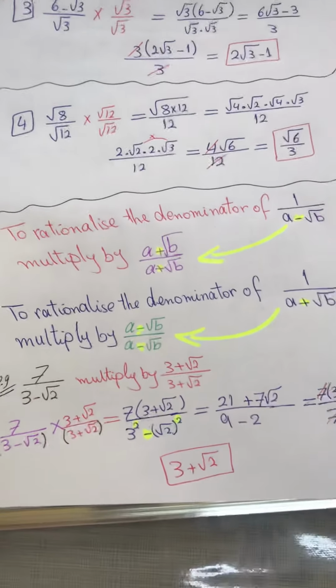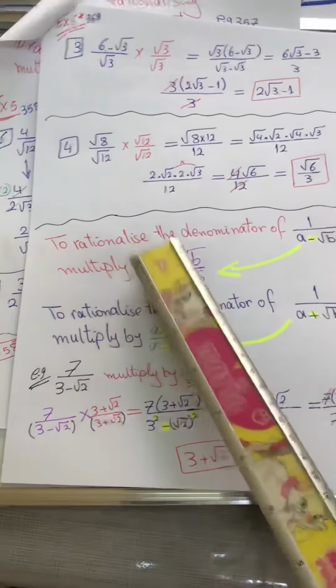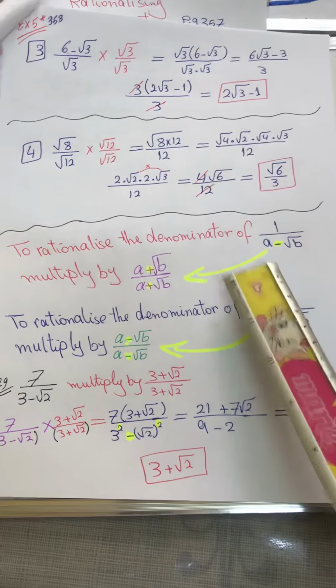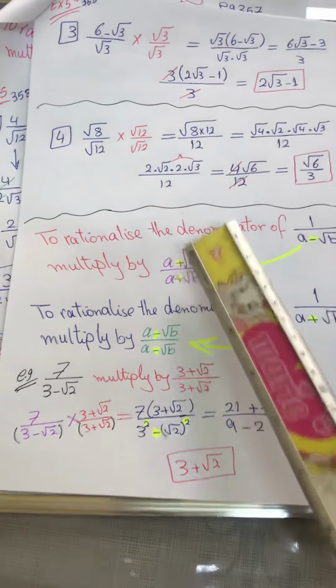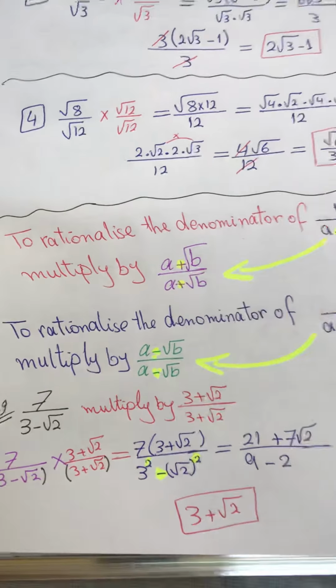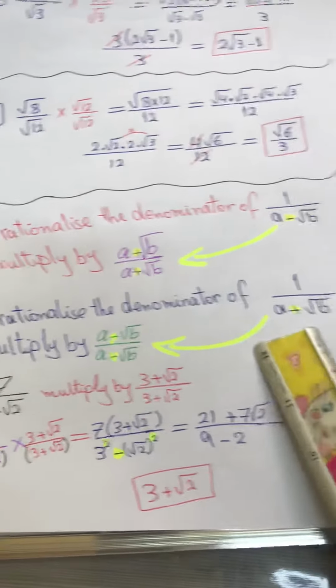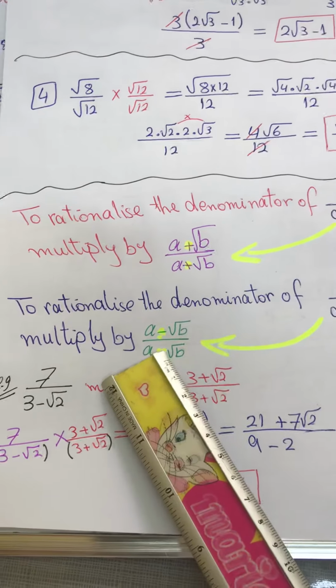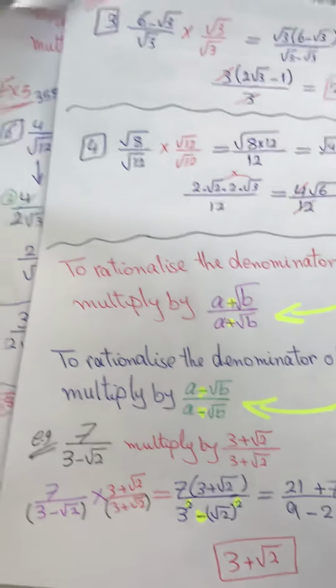This is my preparation for you to rationalize the denominator of 1 over a minus square root of b. Minus, let's see, will change into plus like this. And if I have plus, I'll change it into minus, no more. Okay, let's try an example here.